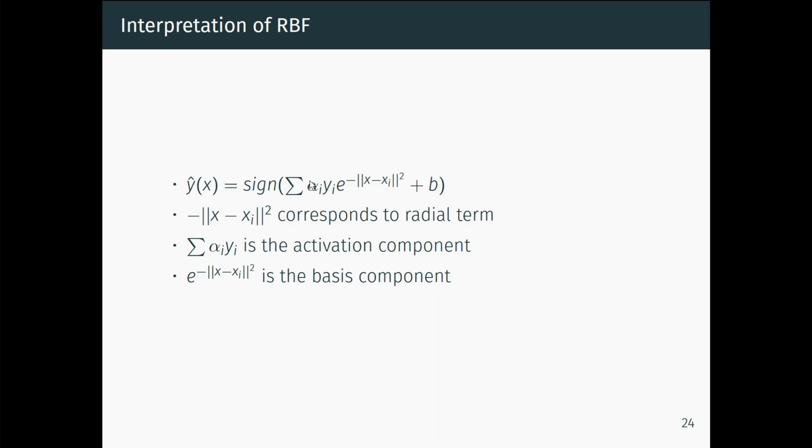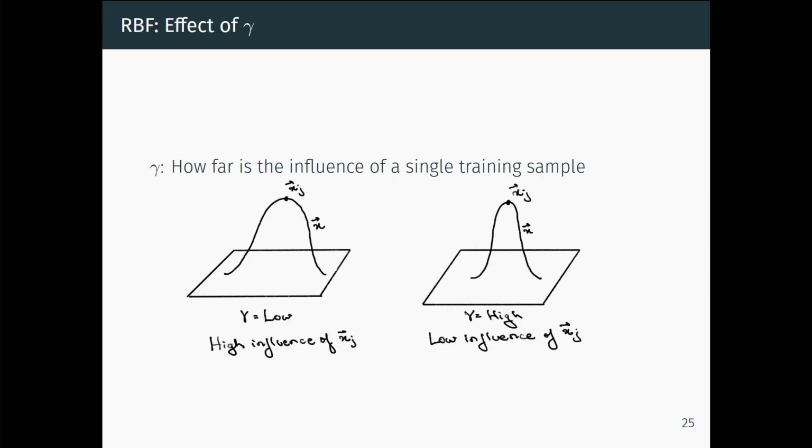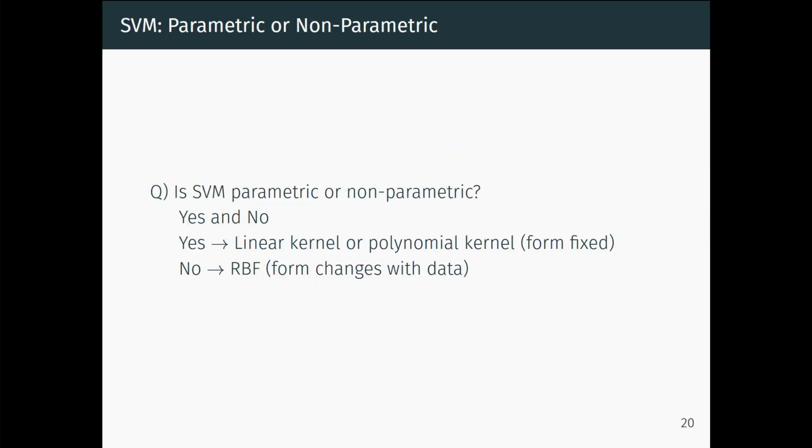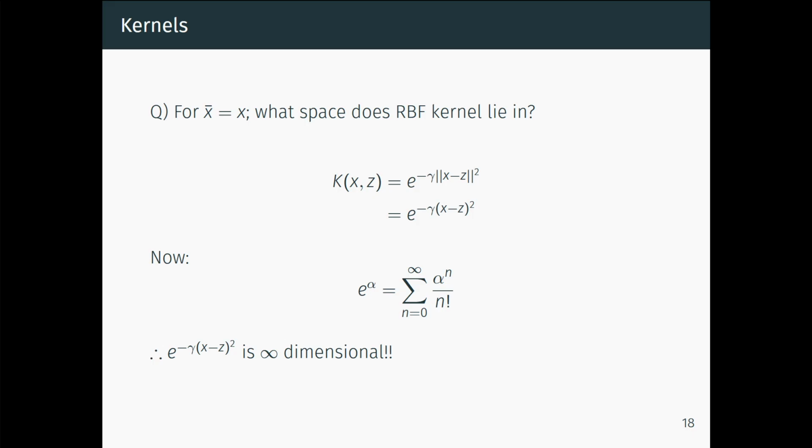So that's why you get the radial basis function. The gamma parameter tells us about the influence of a single training example on the predictions, right? So if we look at a single training example xj and we look at any test point x, we need to look at the functional form again, right? The functional form is e to the power minus gamma times x minus z whole square.